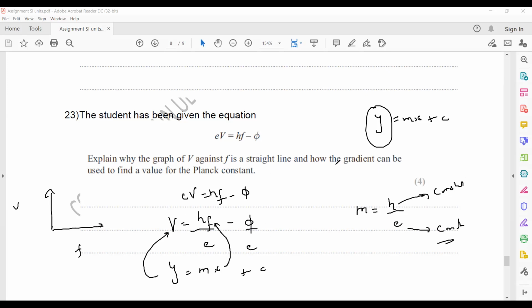And what about the y-intercept? And show how the gradient can be used to find Planck's constant. Here h is known as Planck's constant. If we need h, the gradient multiplied by e will give us Planck's constant. So the first part was to show that it is a straight line. How do we show it's a straight line? The gradient is constant, that's why it is a straight line. And how do we find Planck's constant? The gradient multiplied by the charge gives Planck's constant.